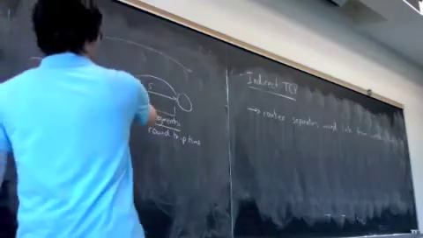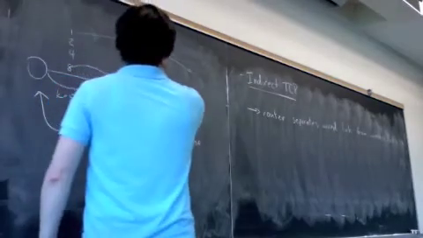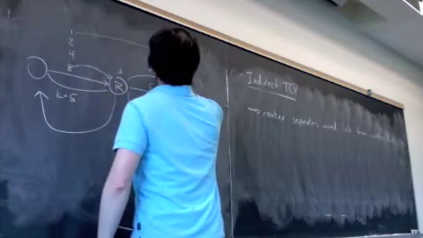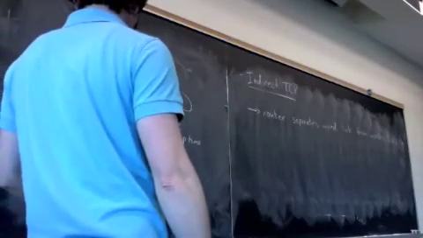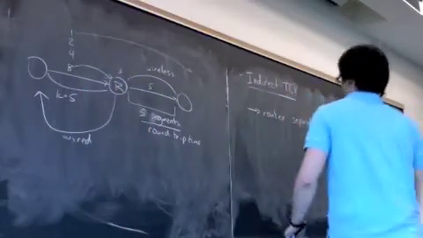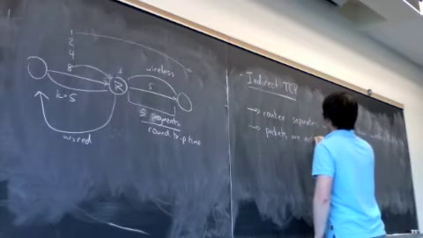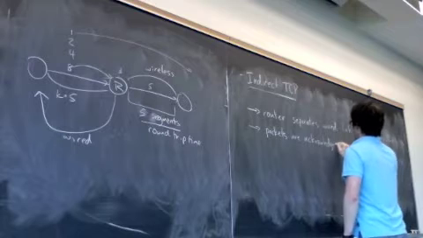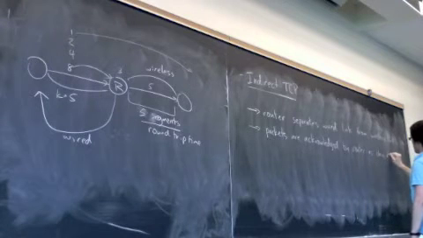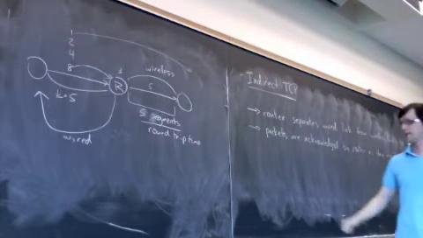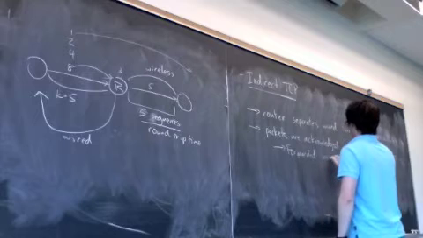Now remember why we do this. We do indirect TCP to isolate the original sender, the corresponding node, from any noise that's happening on the wireless link. So this is wireless, and this is wired. In other words, packets are acknowledged by the router as they arrive, and are then forwarded using the custom protocol.